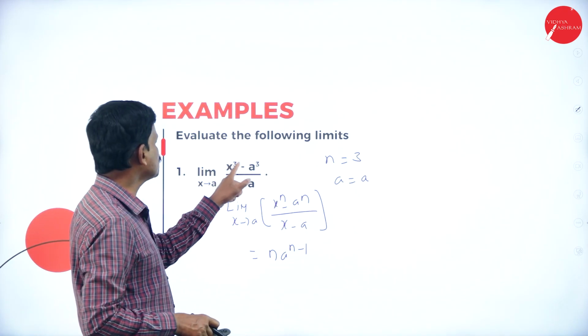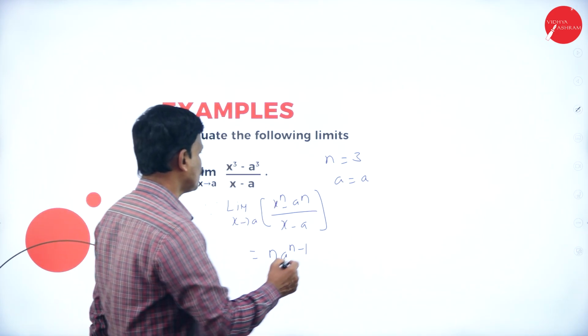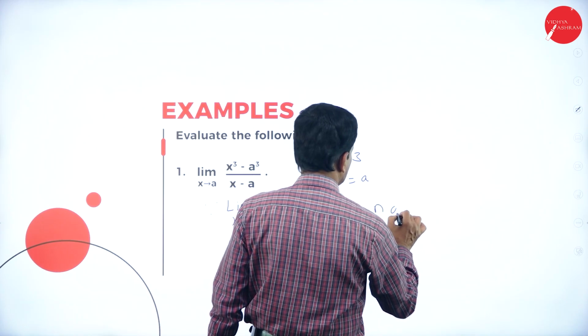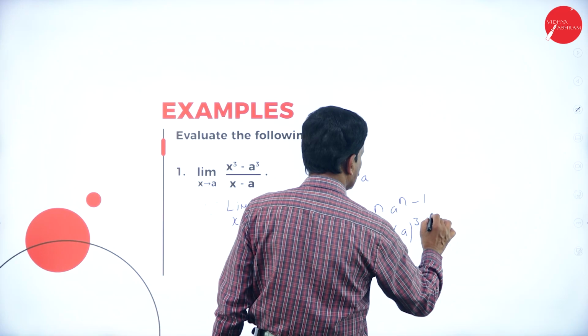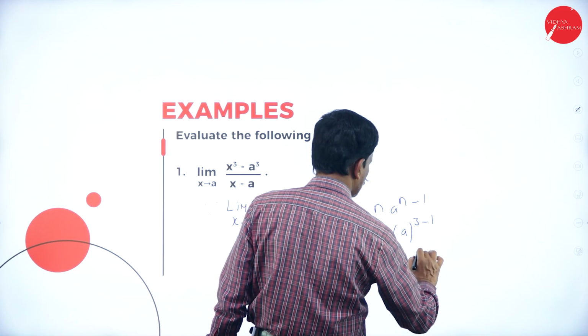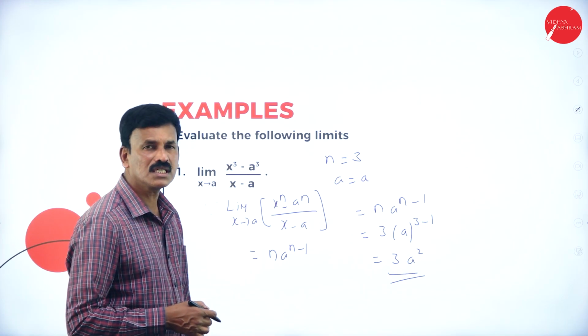See here, x raised to n, n is equal to 3, and a is equal to a. n into a to the power of n minus 1 means 3 into a to the power of 3 minus 1, that is 3 into a square. The simplified answer for this is 3a square, which is the required answer.